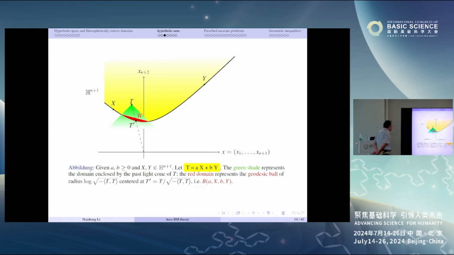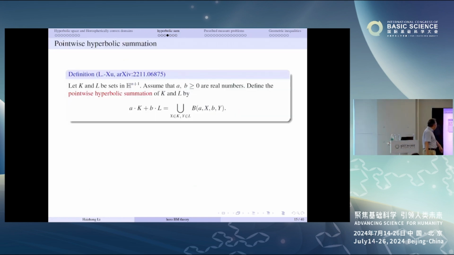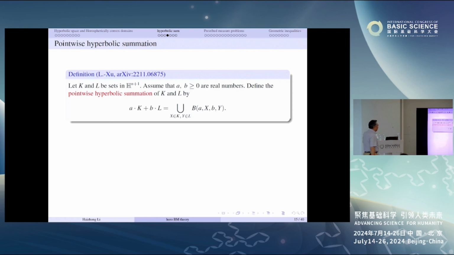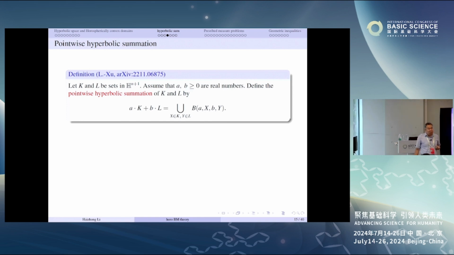What is the summation? Roughly speaking, given x and y, the summation is a geodesic ball. Our summation is the union of all this kind of geodesic ball. This is our definition, the pointwise definition. So let me make a summary. Suppose K and L are two sets in hyperbolic space, and assume a, b are non-negative real numbers. We define the pointwise hyperbolic summation of K and L as the union of all kinds of geodesic balls for arbitrary x and arbitrary y. This is some sense surprising, because in the Euclidean case, given two points, the summation is just one point. But in hyperbolic space, because of the lack of linearity, they are different.